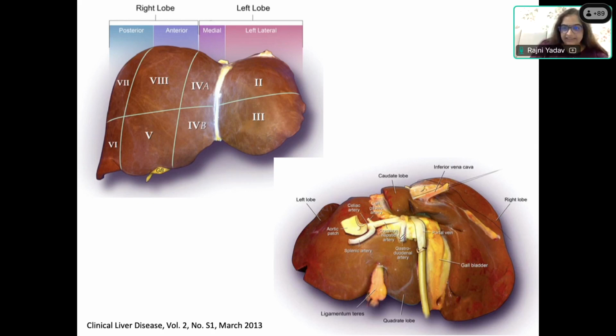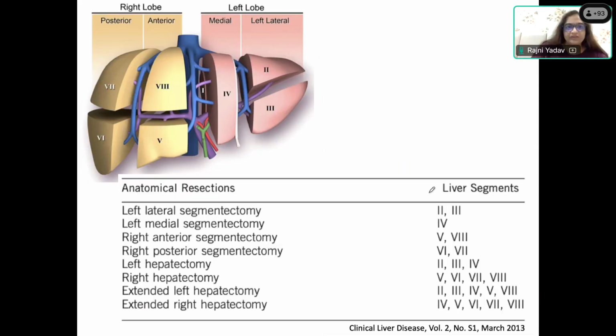Here we can see the portal vein, and then we have the celiac artery, and this vein is actually your terminal hepatic vein that drains into the inferior vena cava. If we see the drainage, basically the outflow is through the hepatic veins, which drain into the inferior vena cava. And there are 3 hepatic veins. One is the right hepatic vein, then the middle hepatic vein, and then the left hepatic vein.